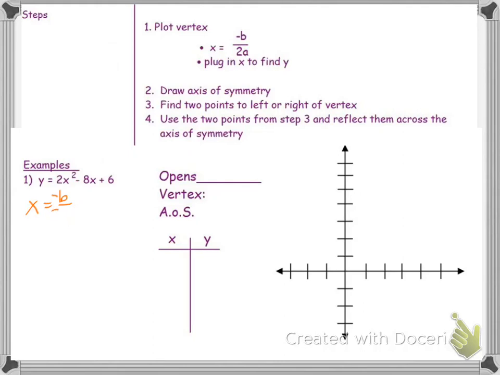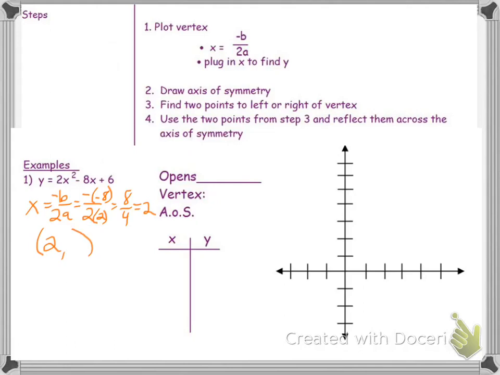Negative b over 2 times a. So my b is negative 8. So when I do negative 8, that's going to become a positive 8. And then 2 times a, my a is 2. So I have positive 8 divided by 4, which is 2. So my x value of the vertex is going to be 2.